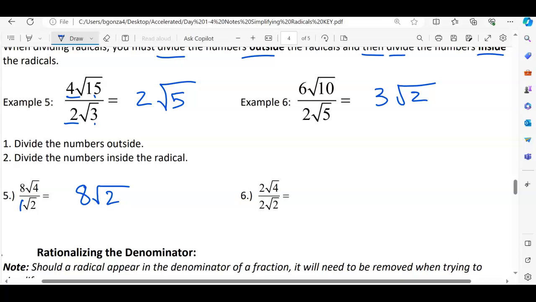Now, what about number 6? By the way, 2 is prime, so leave it alone. On the next one, 2 divided by 2, what does that give me? 1. And then 4 divided by 2 is 2. Now, if you have a 1 square root of 2, usually you just see it written as square root of 2. Okay, so that's it for that.